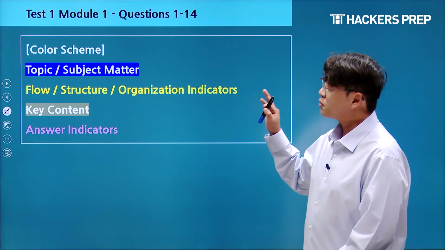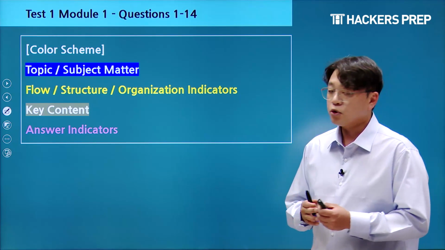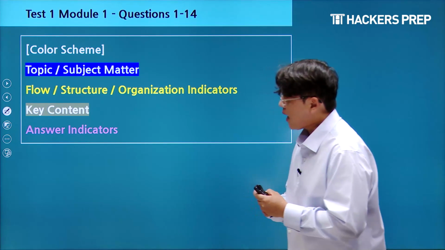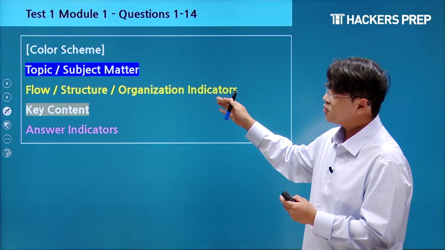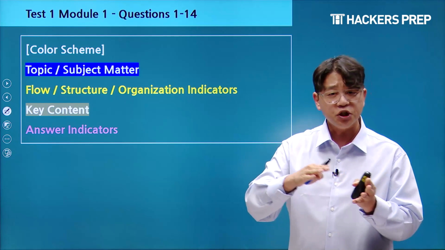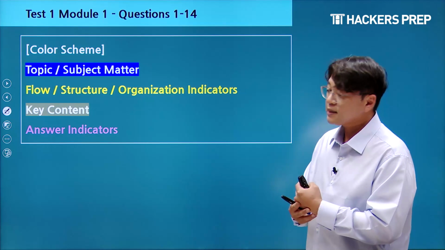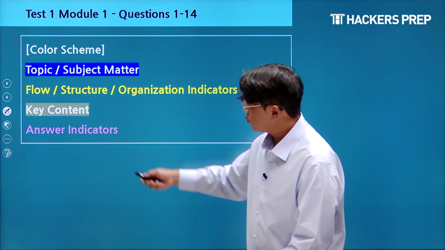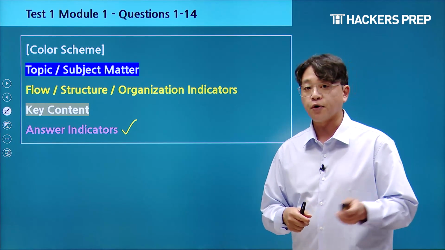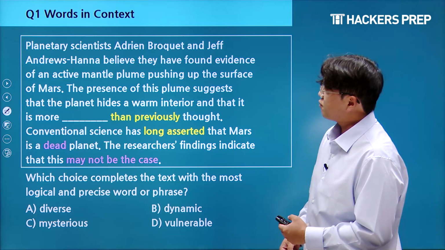Okay, so here's a color scheme to remember in understanding the text in each question. The part in the text that's highlighted blue indicates the topic or the subject matter, and the words or expressions that are colored yellow would indicate a pivoting point in the passage. So the passage may change direction or draw to a conclusion. The gray highlights indicate key content, and last of all, most importantly, the pink colored ones indicate the reference for your answer. So keep that in mind when you're solving each problem. All right, so we start with the first one.